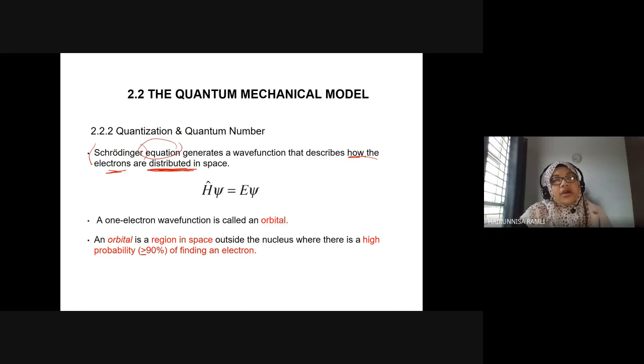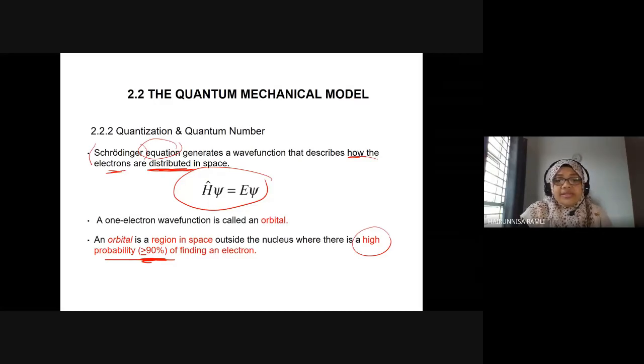It's actually not really to get the exact location of the electrons, since I mentioned previously sangat susah, kita tak nampak benda yang tak nampak sangat, and the electrons actually bergerak kan. But from the Schrodinger equation, dia dapat the high probability lah, more than 90% to find the electrons. By this equation, not need to memorize this one.